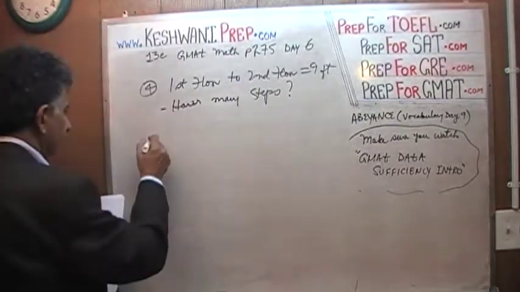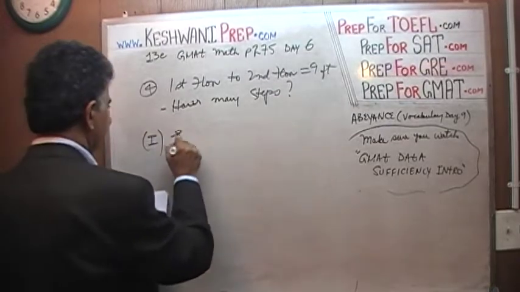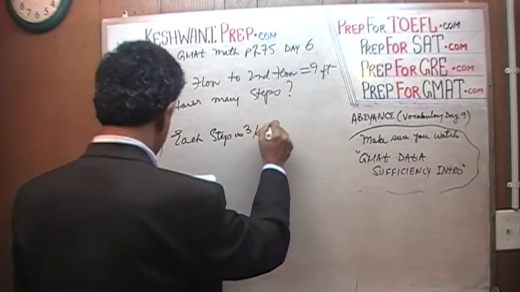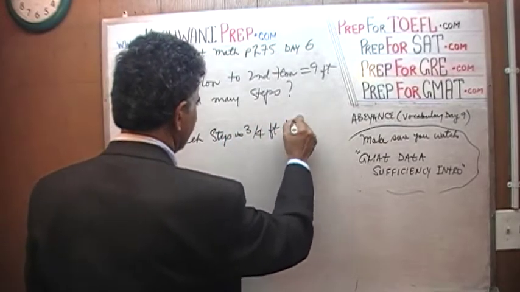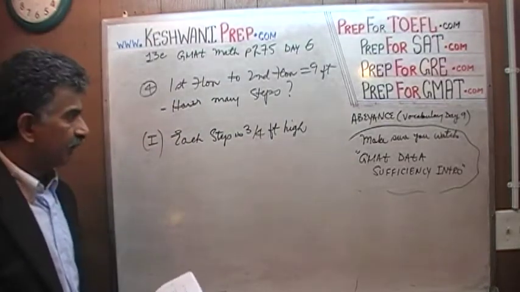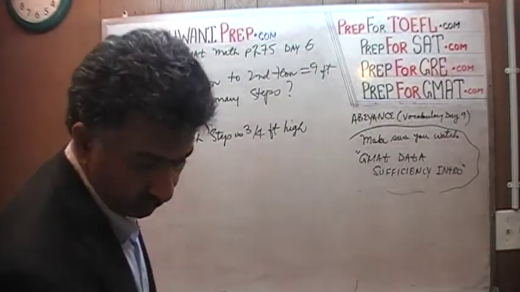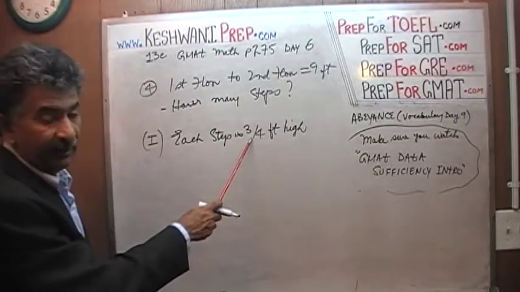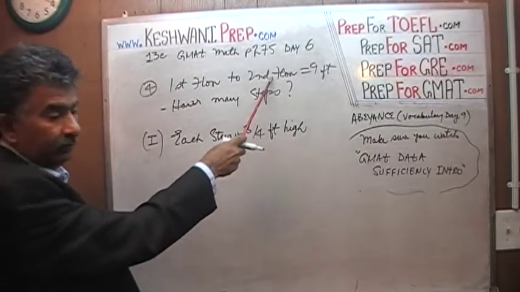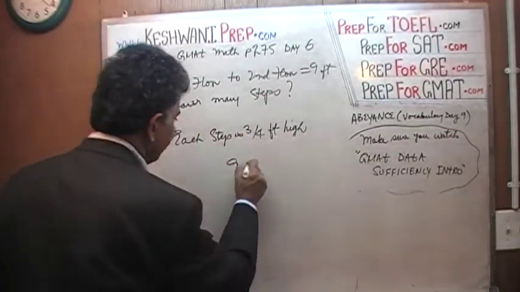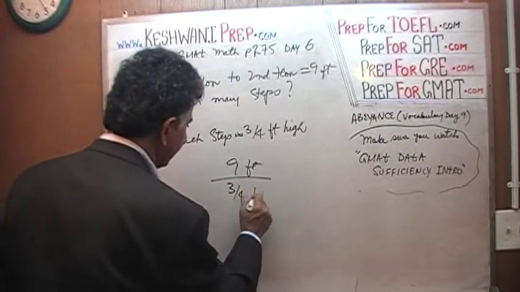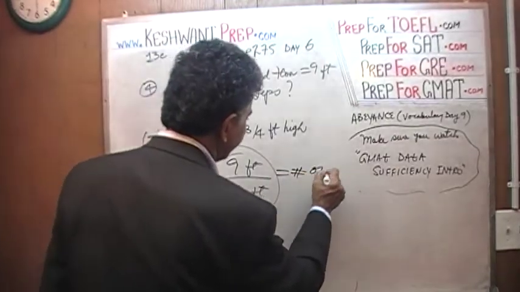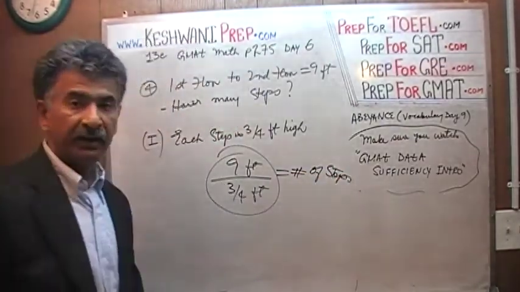But the first statement tells us that each step is 3/4 feet high. Oh, there you go. That does the job. If each step, for example, to make it simpler, if they had told us that each step is 1 foot high, then there will be 9 steps because it's 9 feet. You just divide by the height of the steps. There are 9 feet altogether, and each step is 3/4 of a foot. Whatever that quantity is, that's how many steps that we have. So the first statement by itself does do the job.